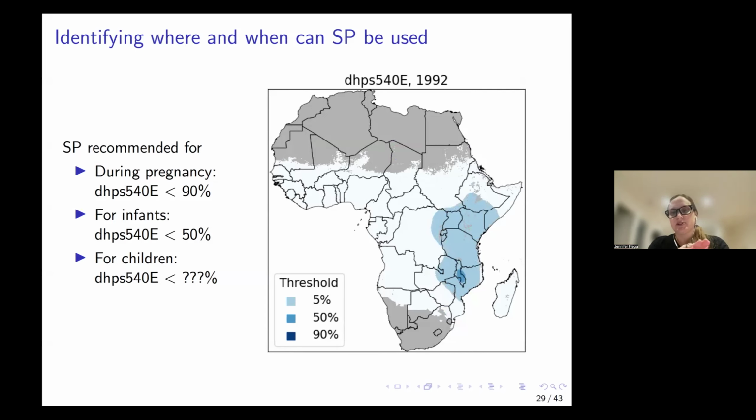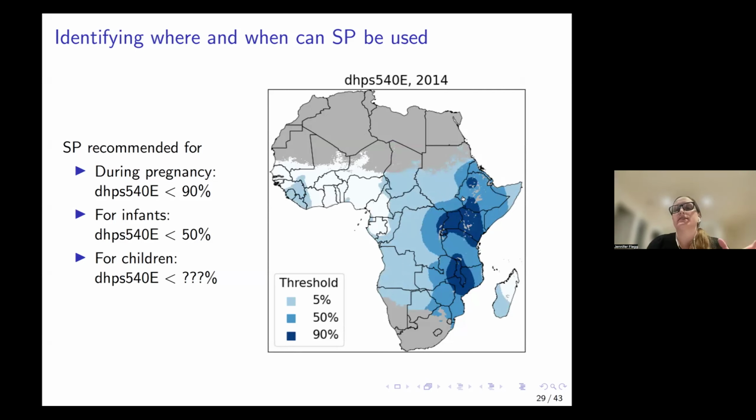Okay, so here I'm just going to show you an animation of where the model is predicting that the median prevalence of resistance for the 540 mutation has reached these three thresholds. And what you can see is that it starts off in East Africa, and there are locations spreading out from East Africa where the 5% threshold has been reached, and then the 50% threshold, and then obviously eventually the 90% threshold is reached and continues to spread. Right. So this would indicate for us where this drug can no longer be used for infants and during pregnancy.